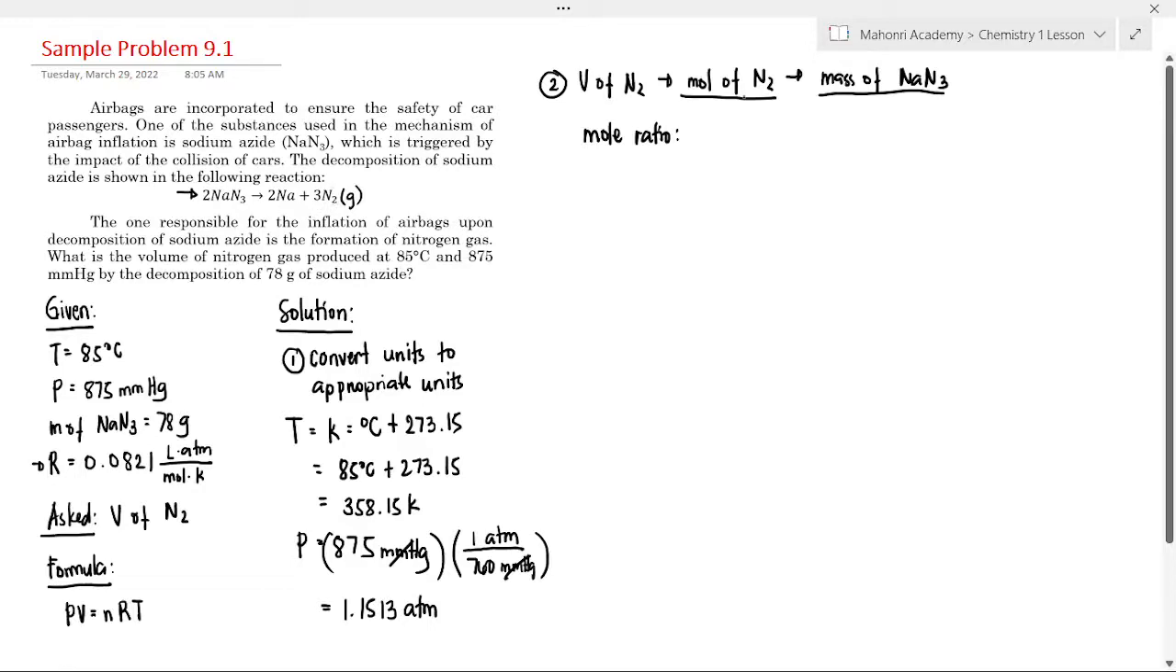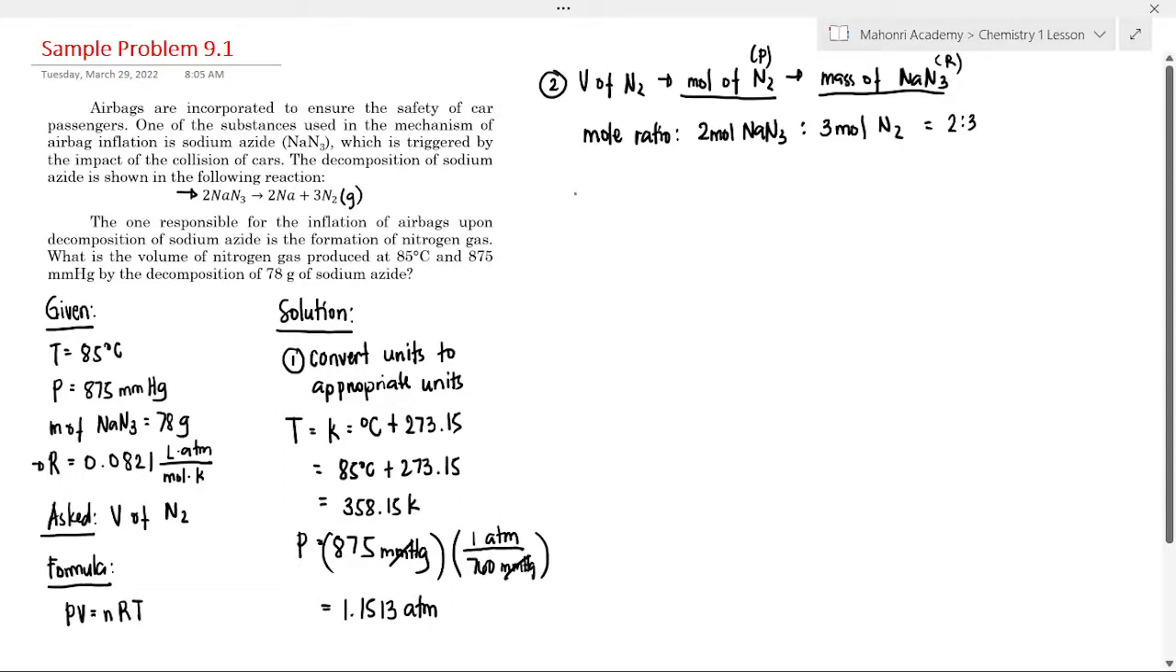So now you just have to find the relationship between your N2 and your NaN3, which is your product and your reactant. Right? So the molar ratio is that for every 2 moles of your reactant NaN3, there is a production of 3 moles of N2. So your molar ratio is 2:3. And why is this useful? Well, because we have to find the moles of our N2 before we can find its volume.